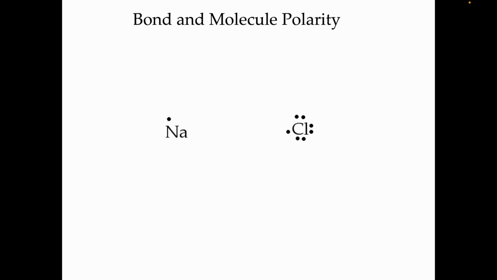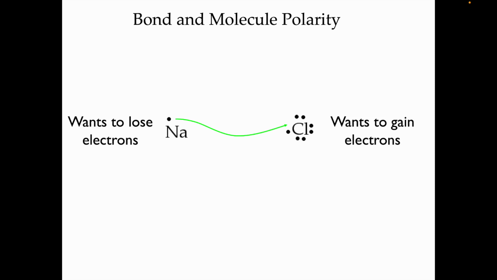Again, remembering the octet rule, everything wants to have 8 valence electrons because that's its most stable arrangement, with a few exceptions. So in the case of sodium and chloride, an electron will be completely transferred from sodium to the chloride ion. Again, because sodium wants to lose its electron, chloride wants to gain its electron.